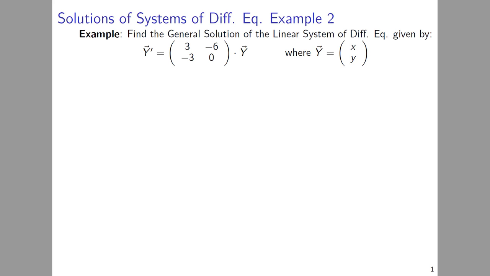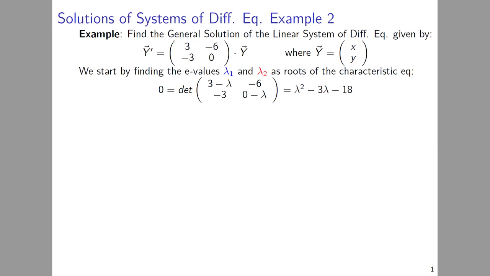In this example, let's find the general solution of the linear system of differential equations given by y prime equals the matrix [3, -6; -3, 0] times y, where y is the vector function (x, y). We start by finding the eigenvalues lambda 1 and lambda 2 as roots of the characteristic equation.